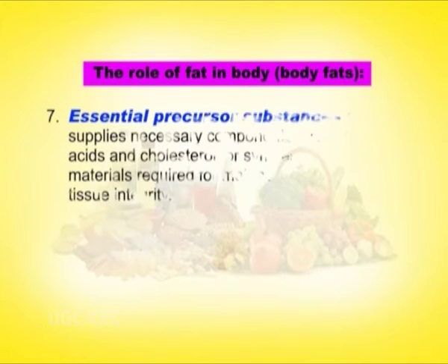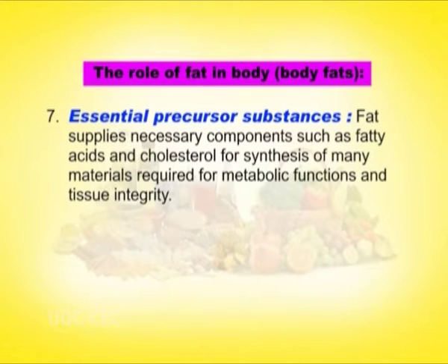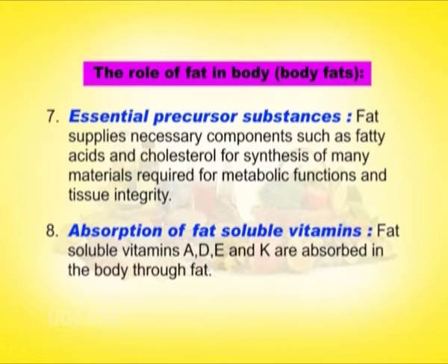Number 7, essential precursor substances. Fat supplies necessary components such as fatty acids and cholesterol for synthesis of many materials required for metabolic function and tissue integrity. Number 8, absorption of fat-soluble vitamins. Fat-soluble vitamins like A, D, E, and K are absorbed in the body through fat.